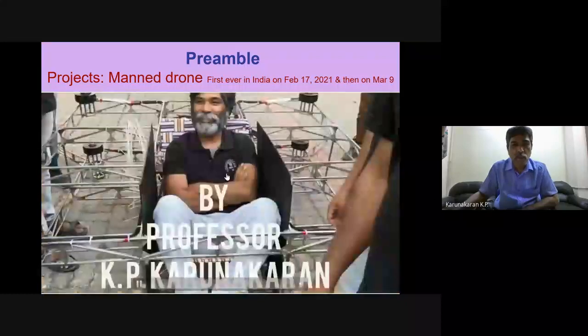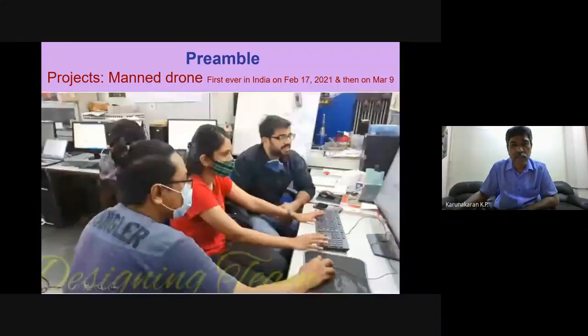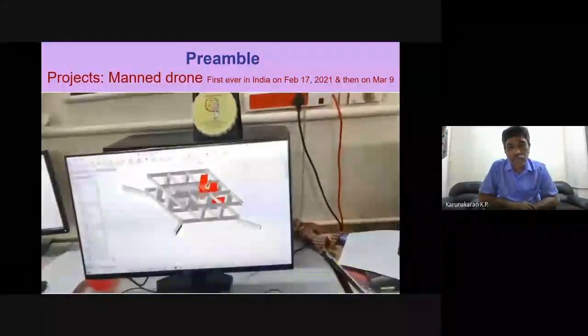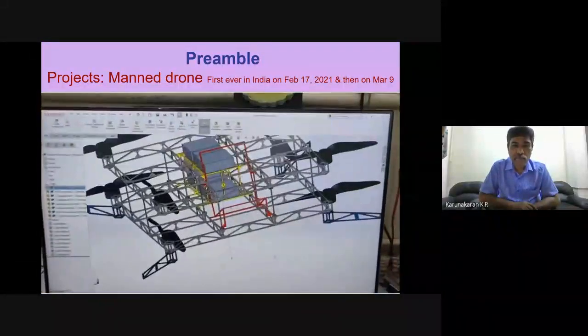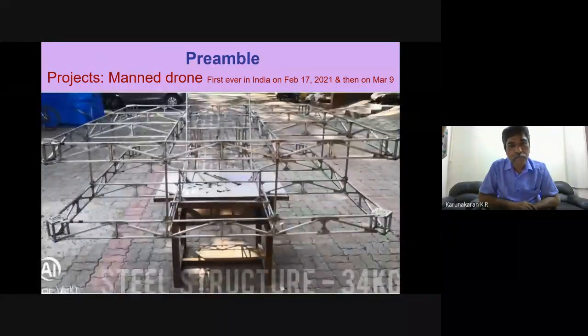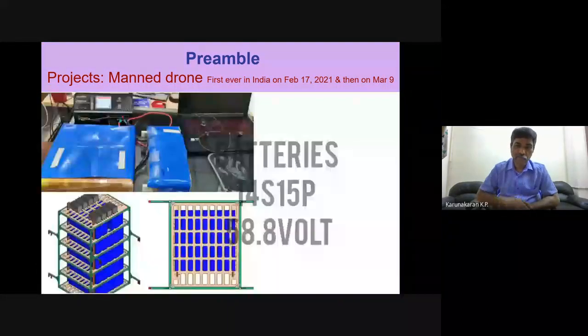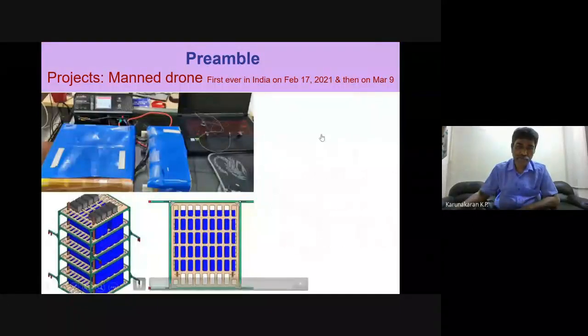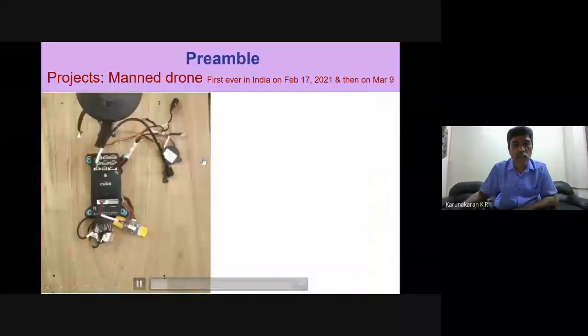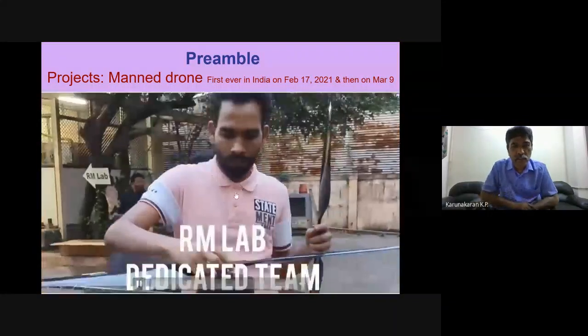This is me in my drone. I had a beard at that time, Corona beard. This is the design team. We have no funding, we have no dedicated team. It's an 8.5 kilowatt motor. We use 8 motors.